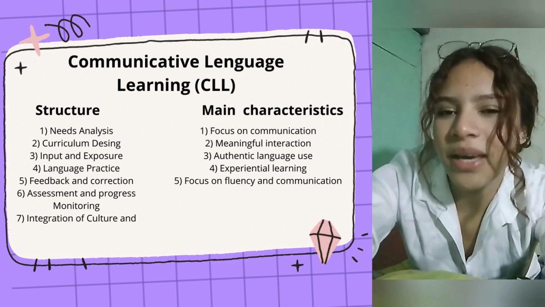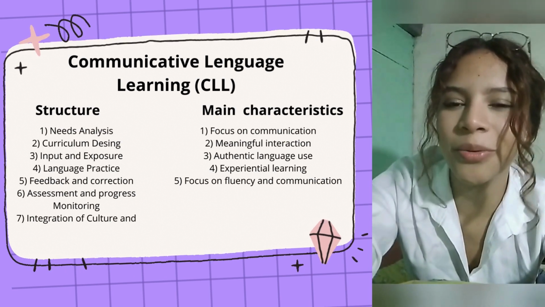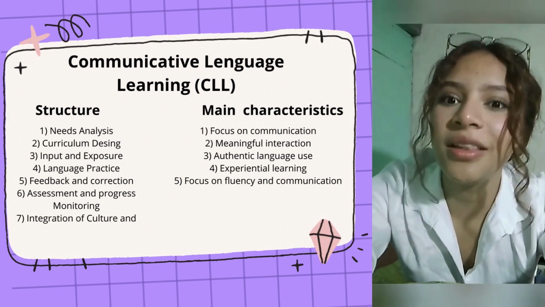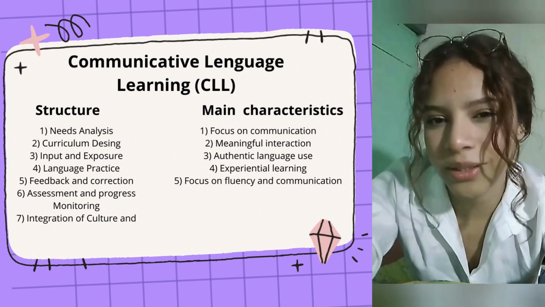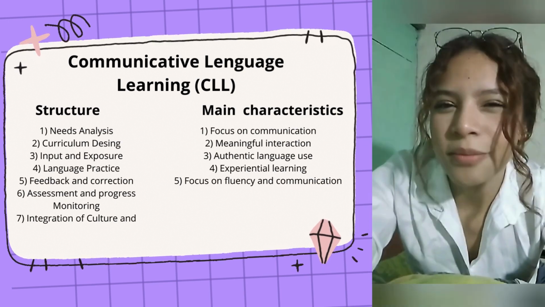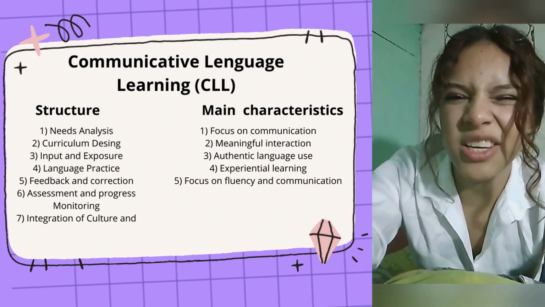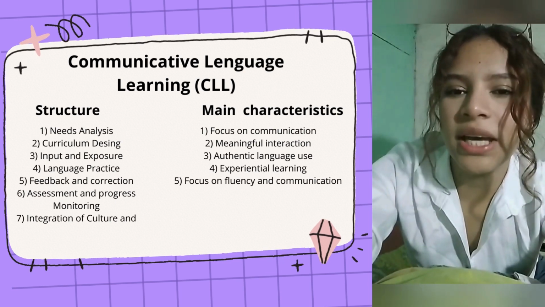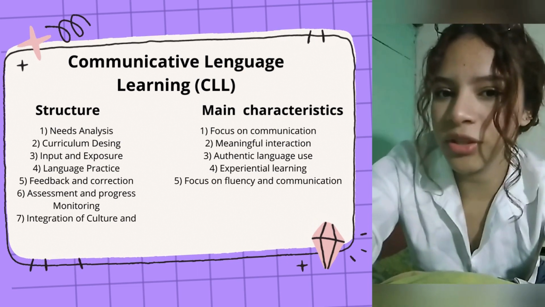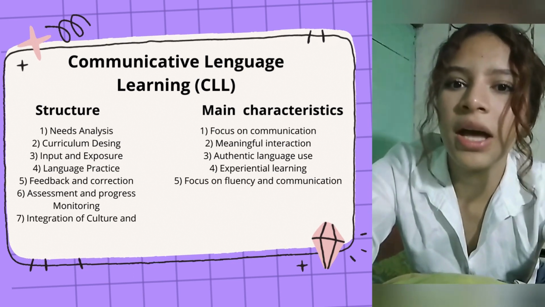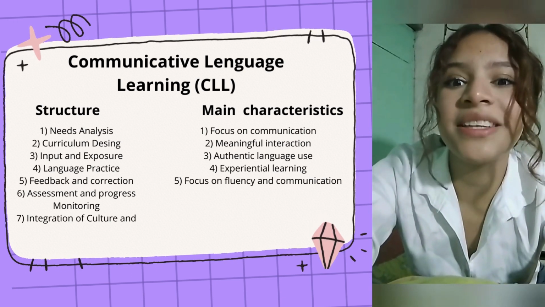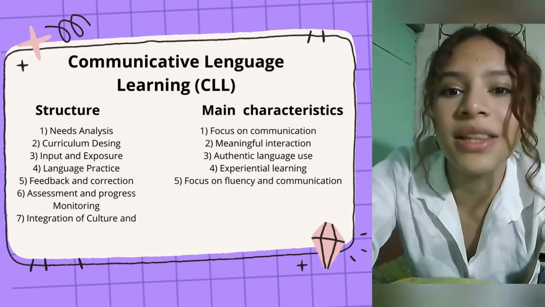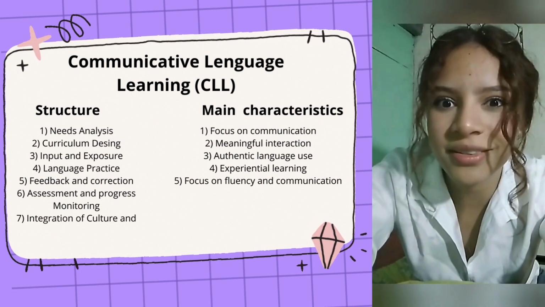These characteristics make CLL a dynamic, practice-oriented approach that aims to develop authentic communication skills in the language being learned as a second language. Okay, but how does this improve learning outcomes and students' engagement? Communicative language learning improves learning outcomes and students' engagement by focusing on practical communication skills, encouraging active participation through meaningful interaction, and using real linguistic contexts with improved relevance and motivation.